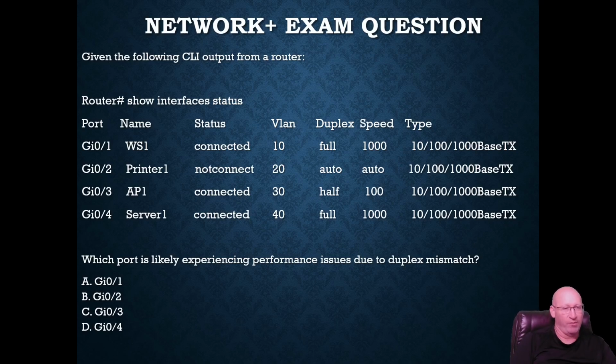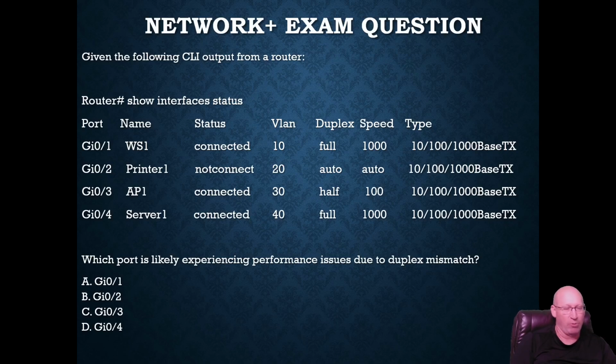Well, if we look at 4, our server, we can see that it's connected. We see it's on a VLAN. We see it's using full duplex and 1000 speed. But if we look at 1, Workstation 1, we can see it's connected on VLAN 10 with full duplex and 1000. And I feel like it's the same thing. There's no difference between them except for the names. And that's a surefire guess. Even if I didn't know the right answer, I could eliminate those two, which would bring me to my correct answer, which is AP1.